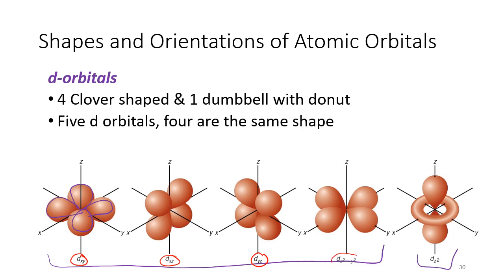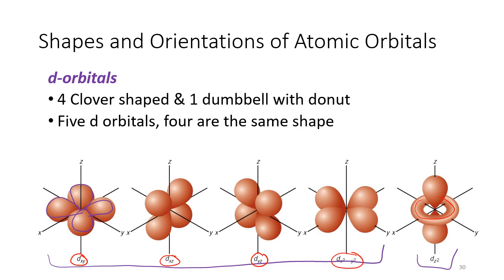And dx squared minus y squared lies in the xy plane, but its lobes are oriented directly along the x and y axis. The last one is referred to as a dumbbell with a donut, and the dumbbell lies directly along the z-axis, whereas the donut region lies in the xy plane.